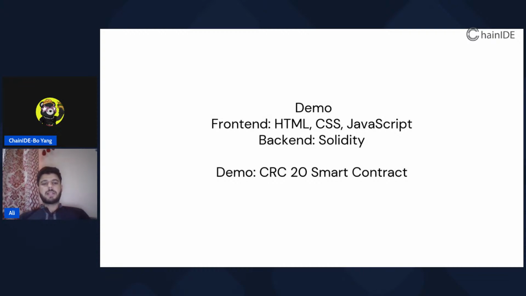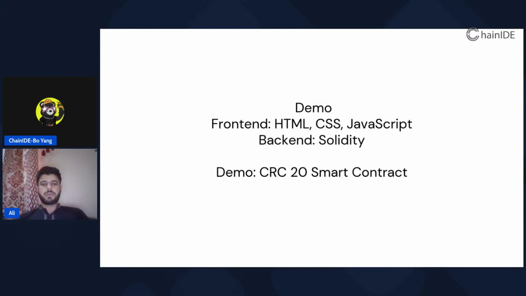So now we will have some demos. We will create a project using HTML, CSS, JavaScript, and we will use Solidity as a backend programming language. And we will create another smart contract, a CRC20 smart contract. CRC20 is a standard for Conflux fungible tokens. As we know, there are two types of tokens. The one is fungible tokens and the other one is non-fungible tokens.